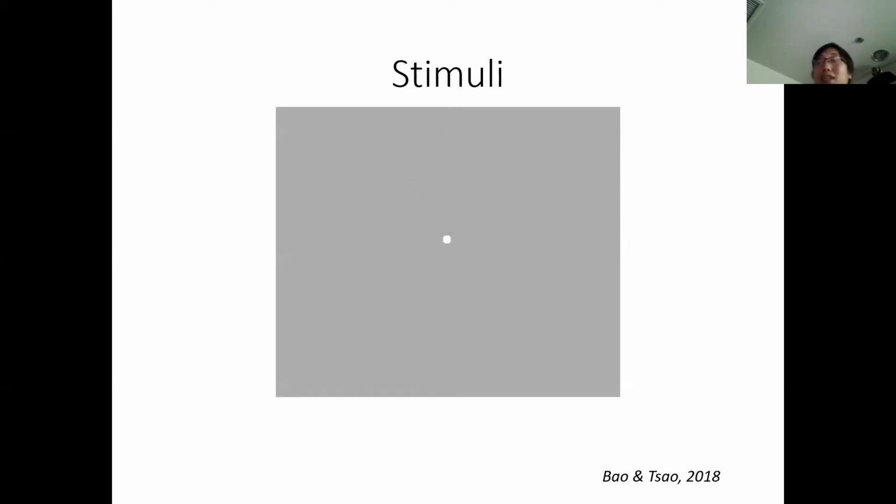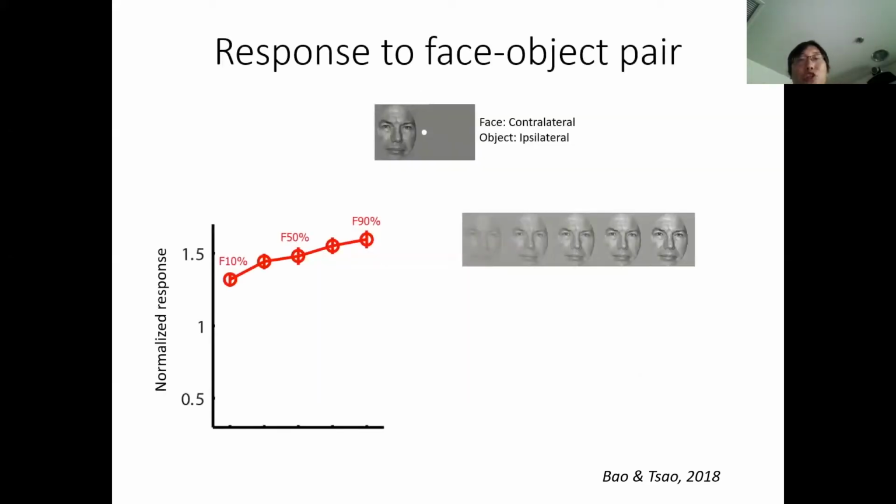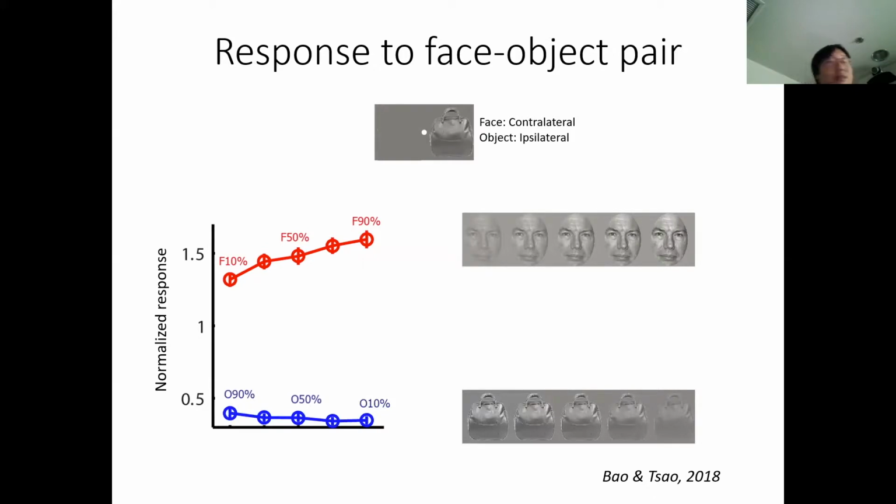Stimuli were presented in a random order, including isolated faces, isolated objects, and compound images at different contrasts. We're measuring the firing rate for each condition. And here is the average response for single isolated faces at increasing contrast. And here are the average responses for the single isolated object at decreasing contrast. Now the question is, when we put the face and object together, how will the cell respond?